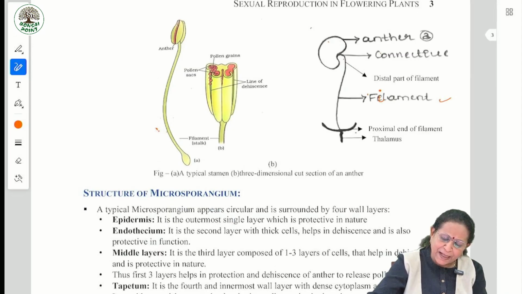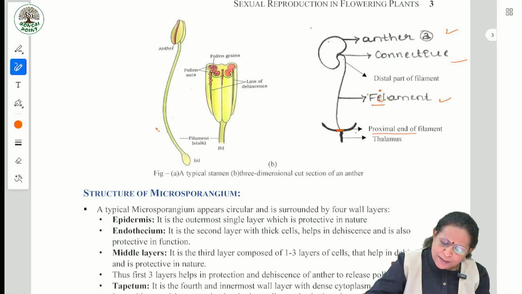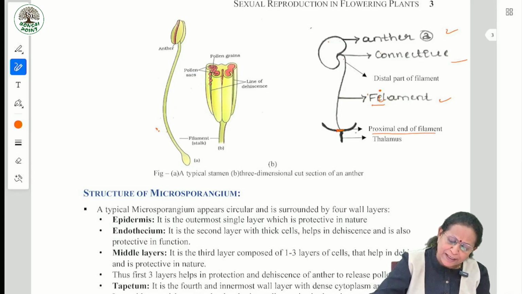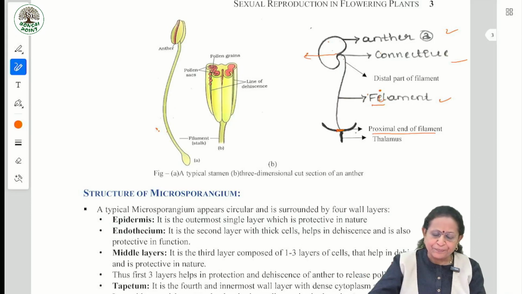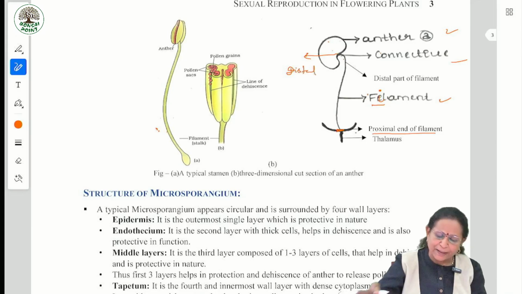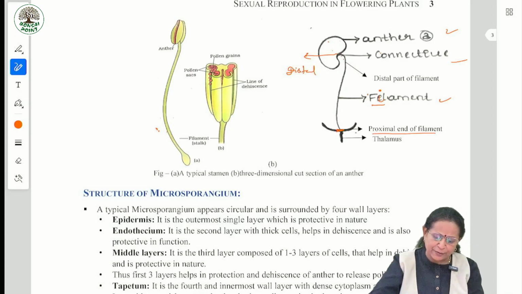Filament, anther, connective. The filament is a long stalk-like structure which attaches to the thalamus. This region is said to be the proximal end of the filament, whereas opposite to that is this end which attaches to the anther. This is called the distal part of the filament. Thus, we see three parts: filament, anther and connective.